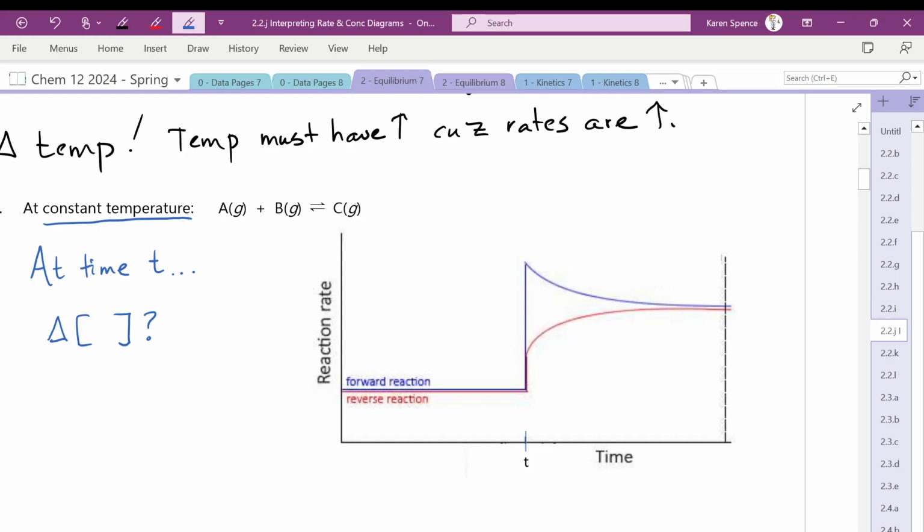We just did this question. We did this exact same thing last time, right? In the last question. Could it be a change in concentration? No, because that would only change one of the two rates.